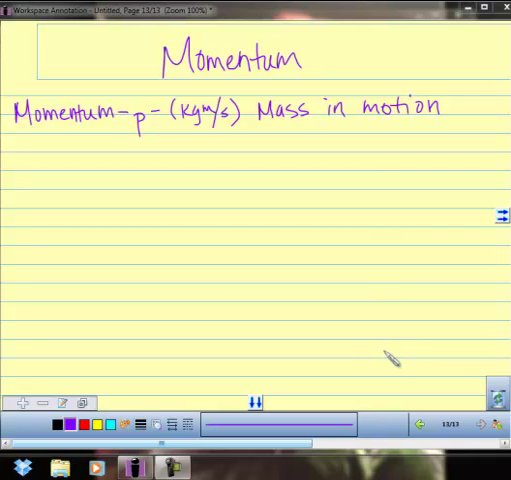Momentum is very closely tied to Newton's third law. For every action, there's an equal and opposite reaction. The definition for momentum is a little bit lengthier than this, but I like to think that momentum is just mass in motion. Momentum is depicted by the lowercase letter p, not to be confused with power, which is the uppercase P, and it's measured in kilogram meters per second. The formula for momentum, lowercase p, equals mass times velocity, and it is really that simple.